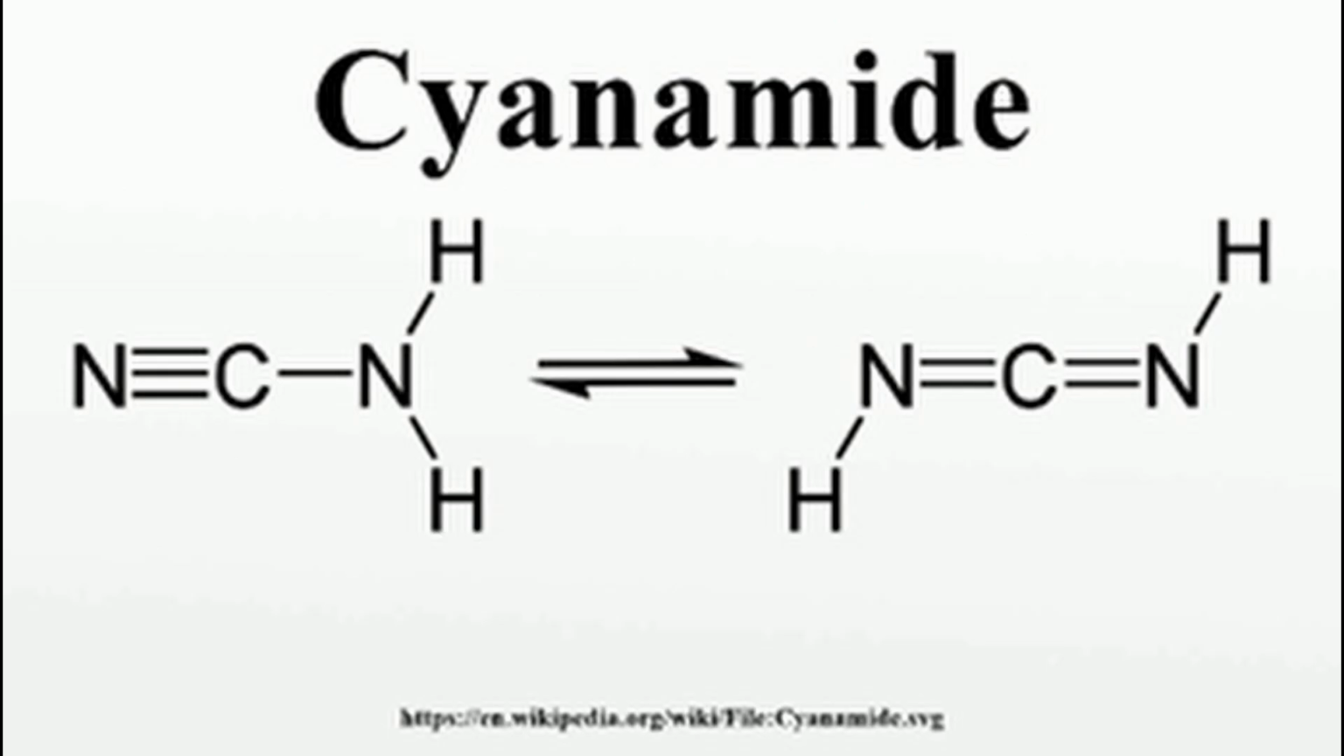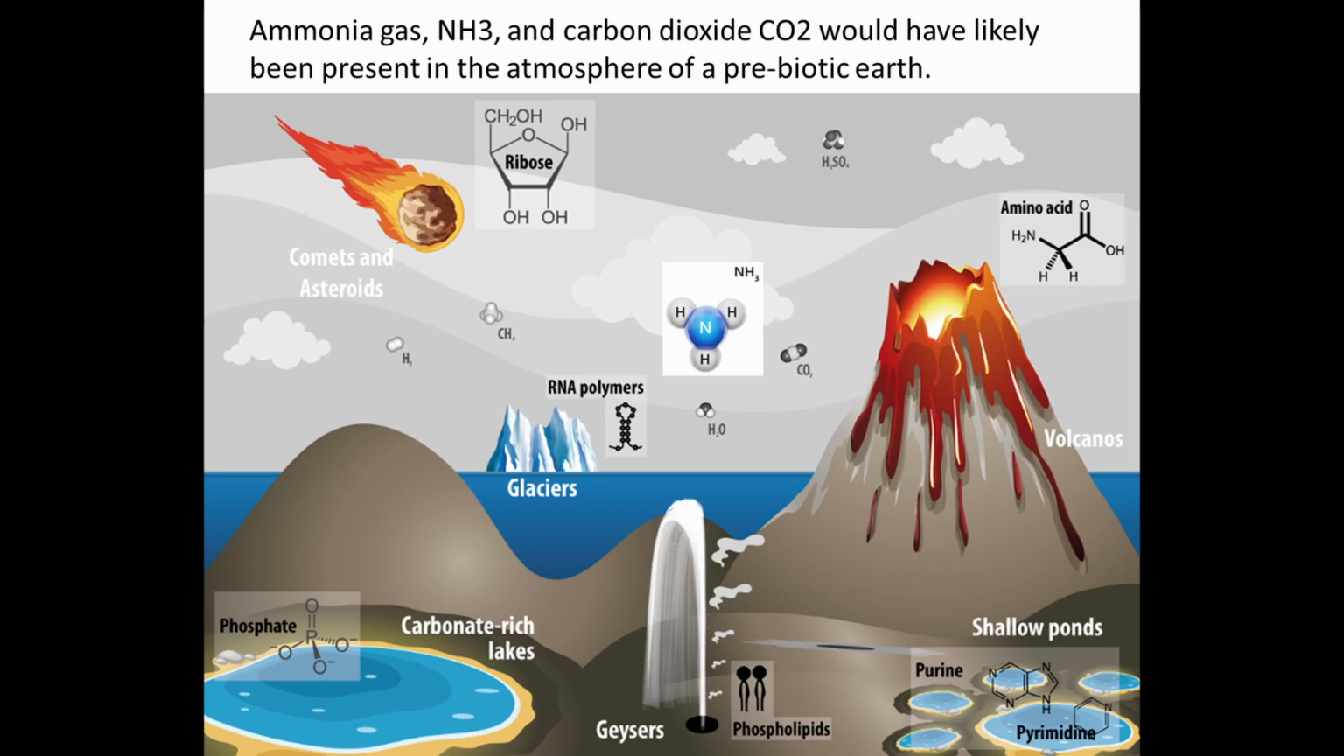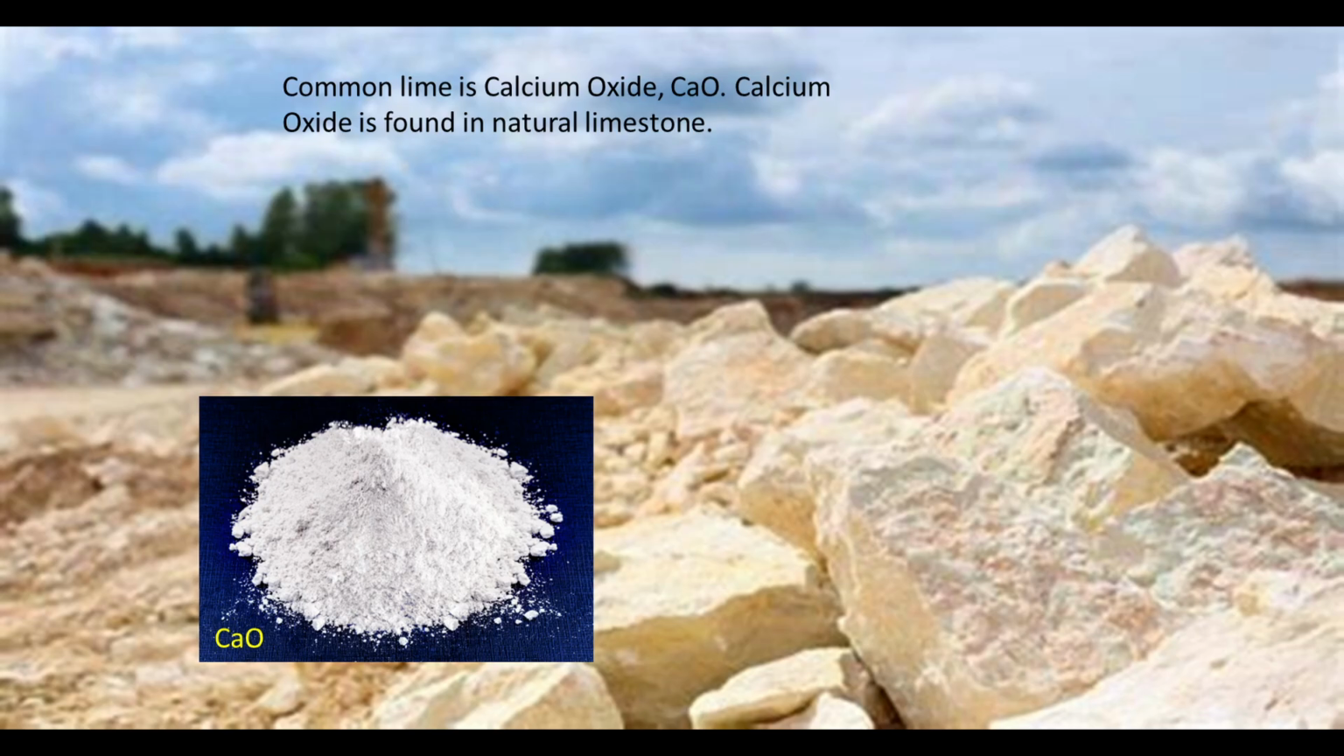Cyanamide is really a man-made substance. The natural formation of cyanamide could be possible only if a series of steps are followed at high temperatures. Ammonia gas, NH3, and carbon dioxide, CO2, would have likely been present in the atmosphere of a prebiotic Earth. Common lime is calcium oxide, CaO. Calcium oxide is found in natural limestone.